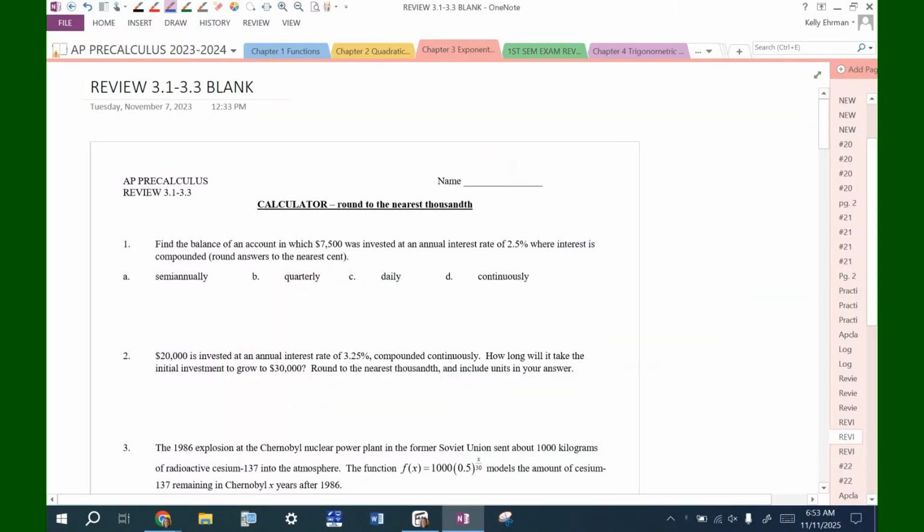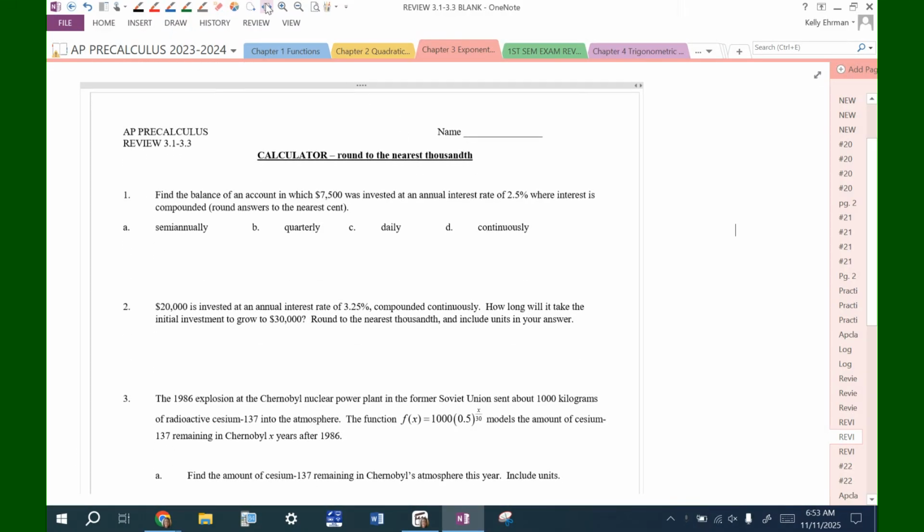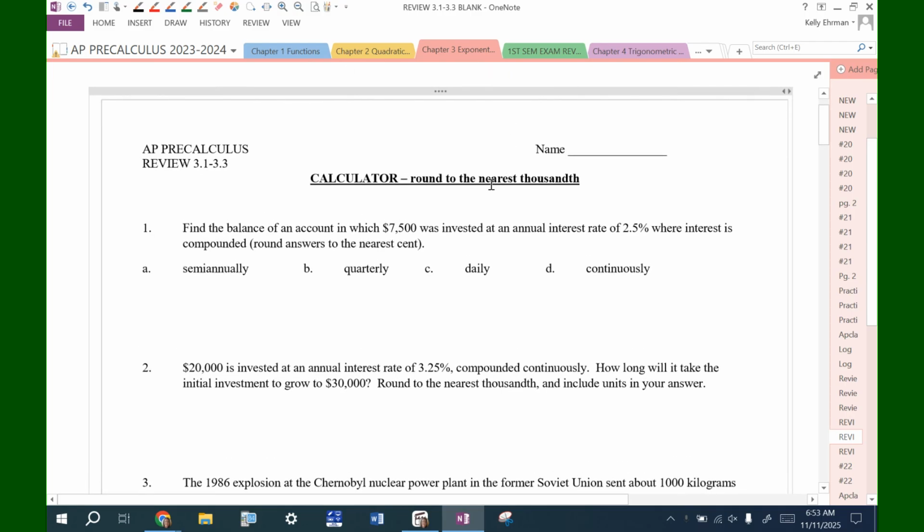All right, so this is the calculator part of the review for the 3-1 to 3-3 quiz. Remember, we are rounding to the nearest thousandth for the AP Pre-Calc exam, unless we're talking about money, where we will round to the nearest cent, which is 2 decimal places.